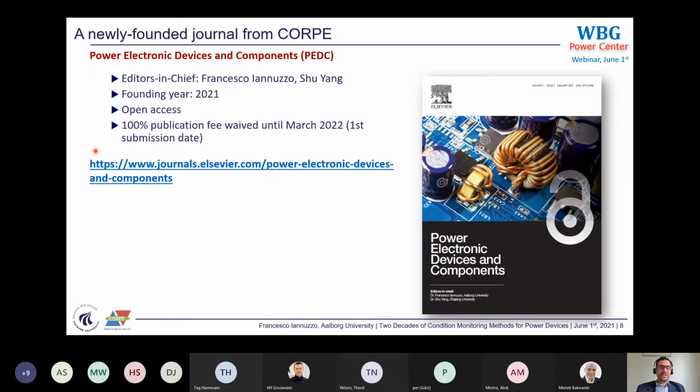Another interesting achievement of CORP is the initiation of a newly founded journal specifically on power electronic devices and components. It is an open access journal, by the way, and you can get 100% publication fee waived by 31st of March 2022, which is probably a very good place also to disseminate what's going on in condition monitoring, very likely.